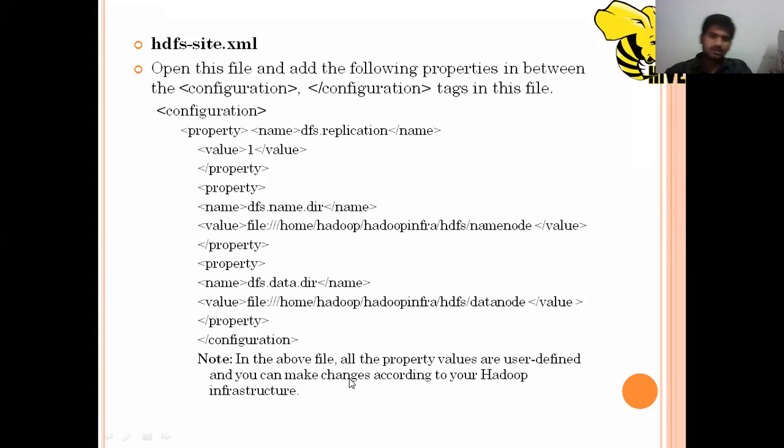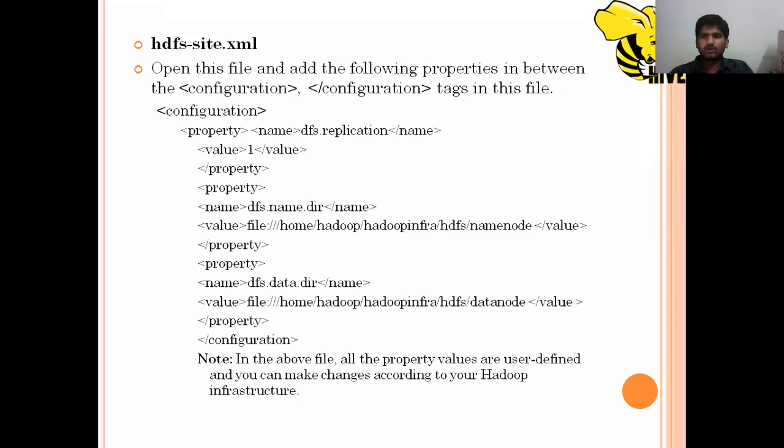Note that all the property values in these files are user defined. Whenever the user is installing, they have the capability to configure all of these things. In the configuration itself, the programmer can set how many replications they need, and how to set the data node and name node. All of these are set by the user.